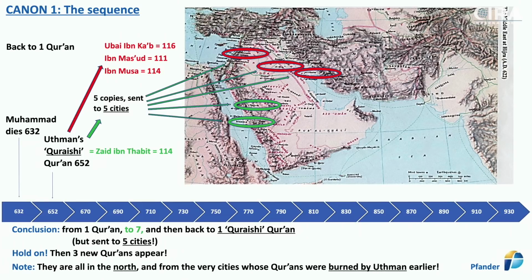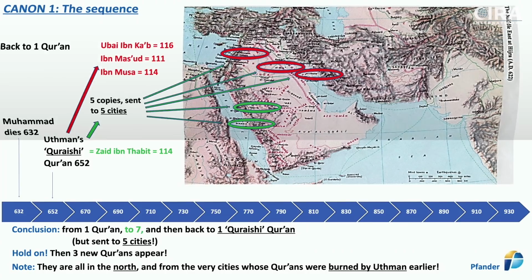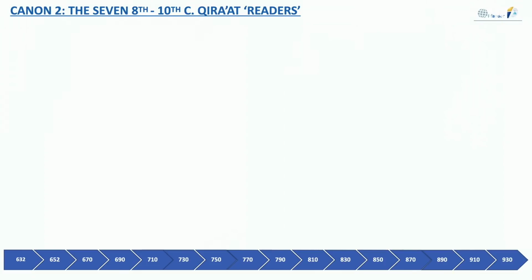Let's now go to canon number 2. Now, before we go on, let me just put this thing up. Notice they are all in the north and from the very cities whose Qur'ans were burned by Uthman earlier. Okay, now we get to canon number 2. What problems do we have here?